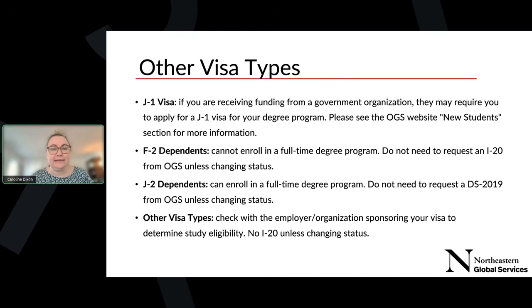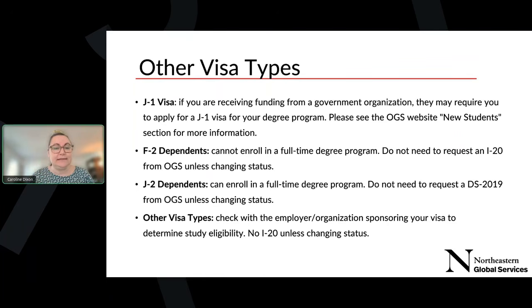F-2 dependents. F-2 dependents are a spouse or child of an F-1 student. They cannot enroll in a full-time degree program, and they do not need to request an I-20 from OGS unless changing status. So if you're already in F-2 status, then you would only request an I-20 from OGS if you're going to be changing from F-2 to F-1 status.